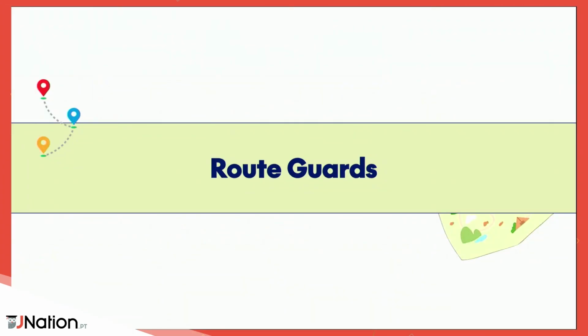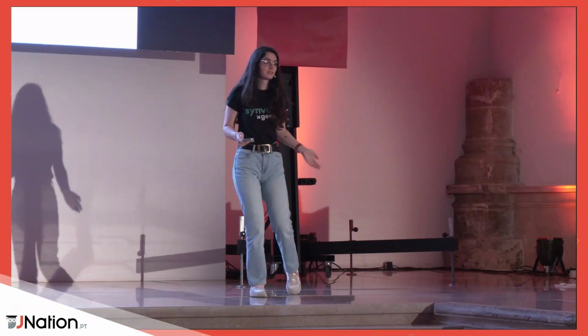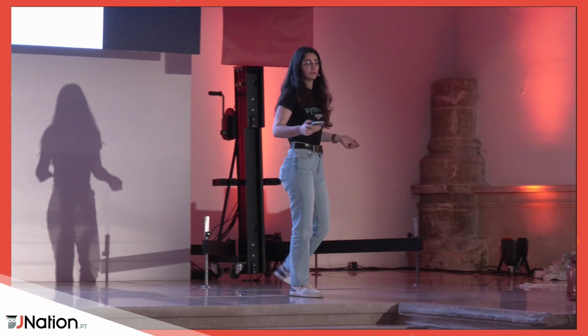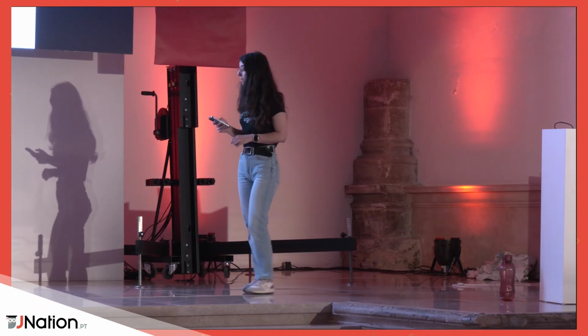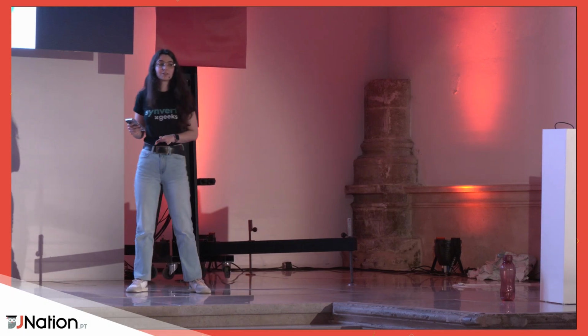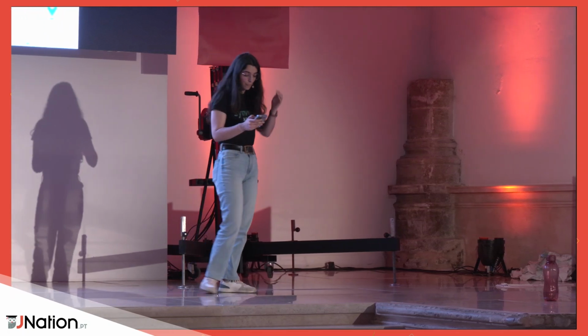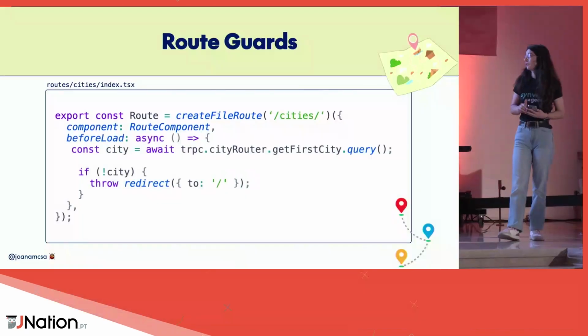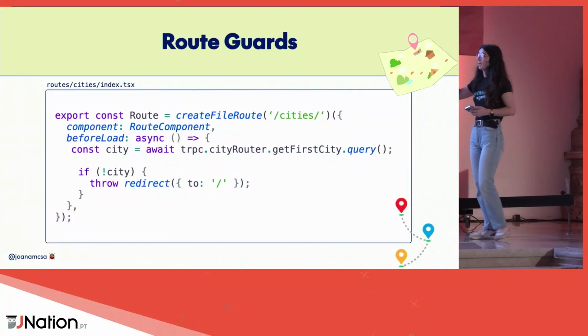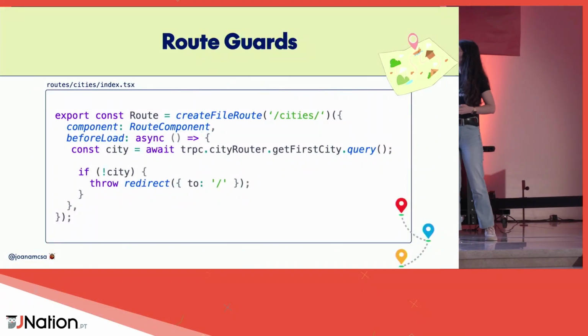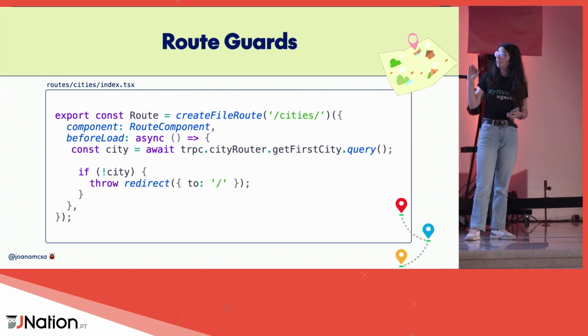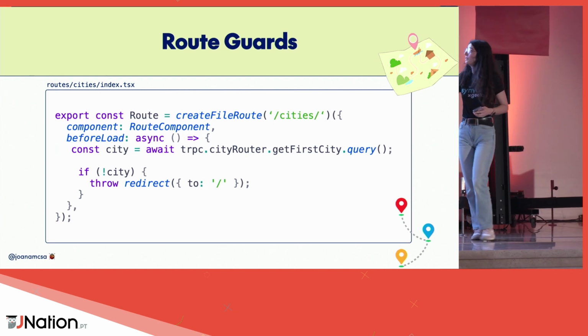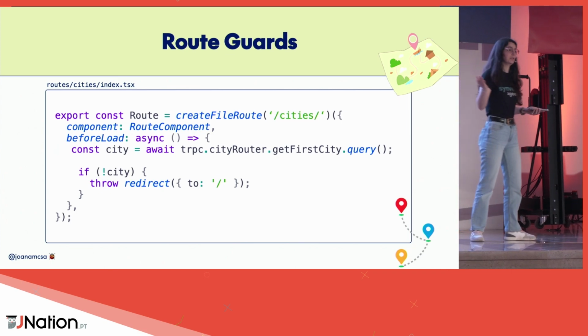OK, let's say we want to add authentication or route guards, or you want to add role-based access control to your application. It's a pretty common scenario. You don't want all the users to see everything. So how can we do that in TanStack Router? Well, we are still in our cities component file, and we can add a beforeLoad property that here I'm making a request with tRPC to get the first city, and if the city doesn't exist, it will throw a redirect to the home page. This seems pretty simple, right?